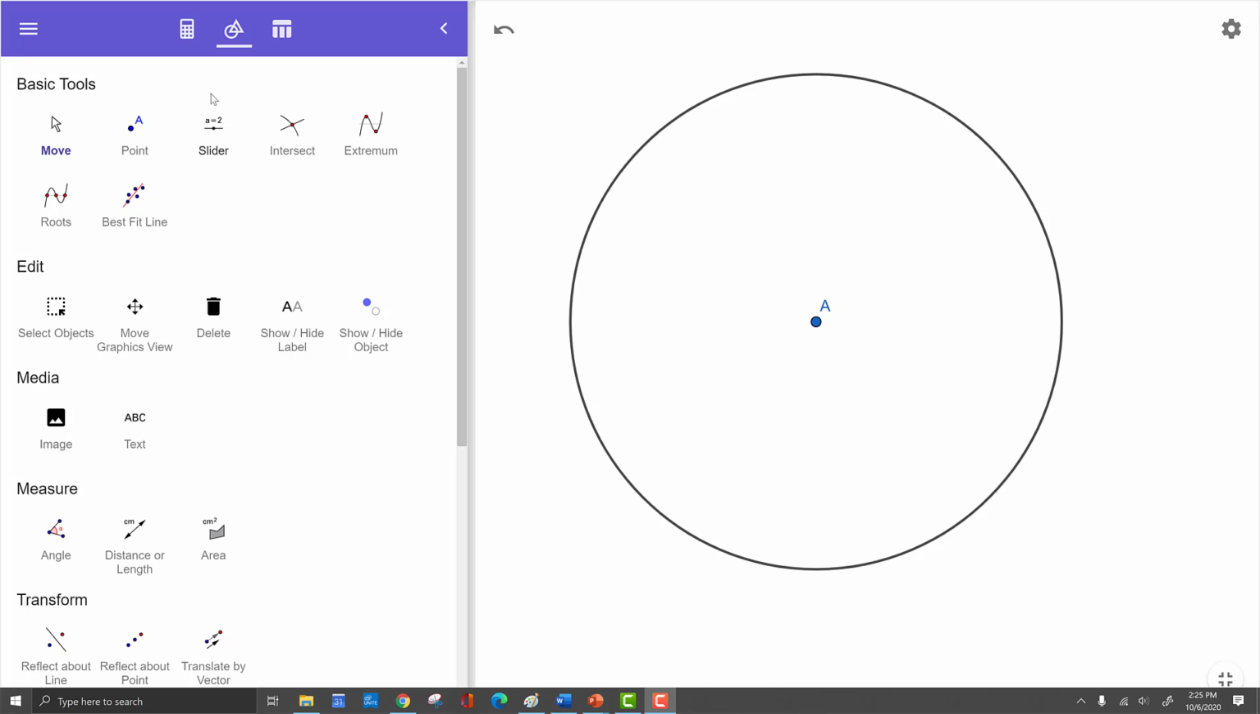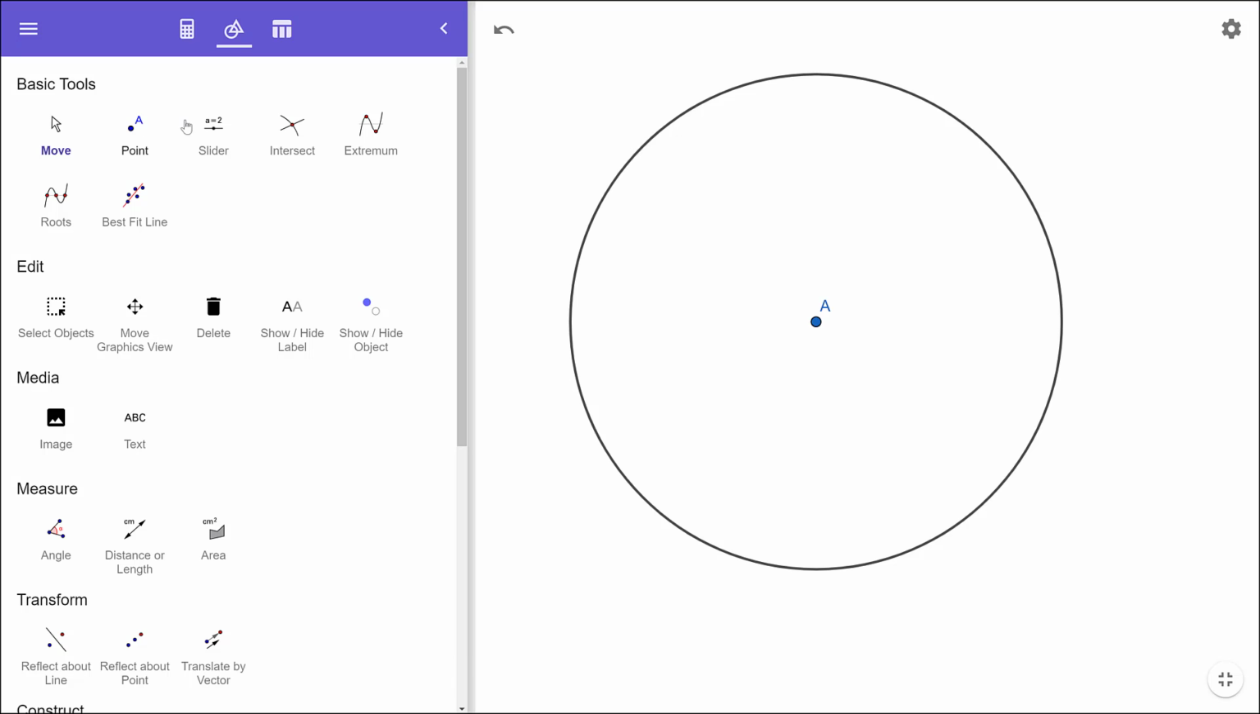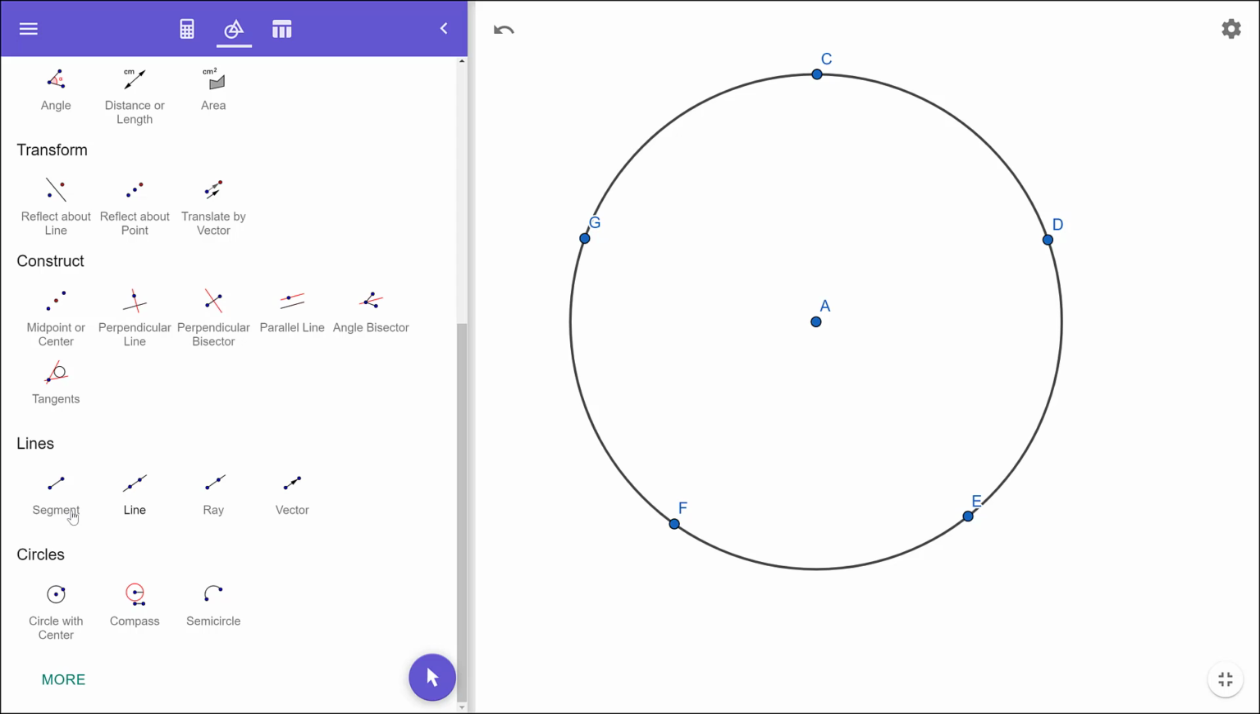Alright, let's try to build that inscribed star that we just looked at. So I'm going to place 5 points. I'm going to click on the point tool right here, and I'm going to place 5 points on the circumference of the circle. So 1, 2, 3, 4, and 5. Perfect. And then I'm going to use the segment tool. So I'll scroll down a little bit and find the segment tool. And I'm going to connect each one of those segments so it makes a star.